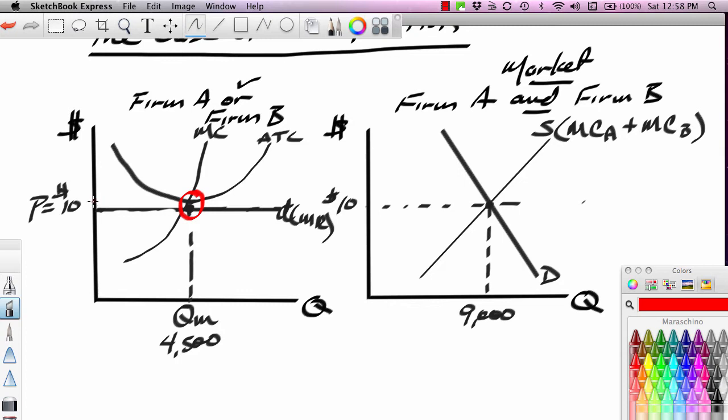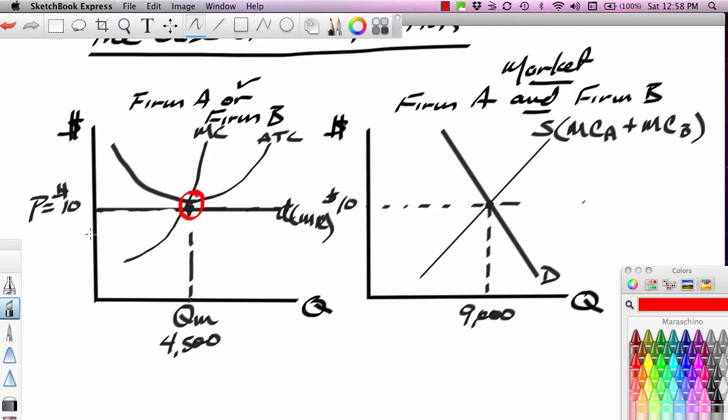If one of the firms tried to charge more than 10, it would go from selling all that it sells, 4,500, to selling nothing. Why? Because there's another firm selling exactly the same product. So one firm doesn't have an incentive to charge a price above the other firm. Likewise, one of the firms would not undercut the other firm.